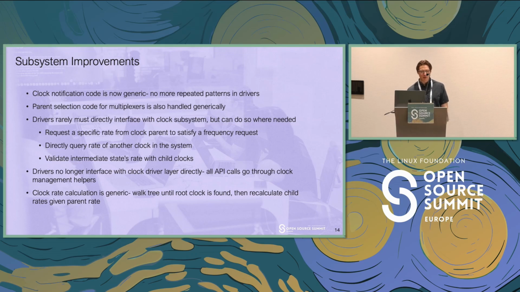But typically, your implementations for simpler clocks are not going to ever need to interface with the subsystem. They just have to implement the functions as described. Beyond that, clock rate calculation is now generic. Basically, you walk up the tree until a root clock is found, and then you walk back down calling recalculate rate on all the children to figure out what your output rate is going to be.